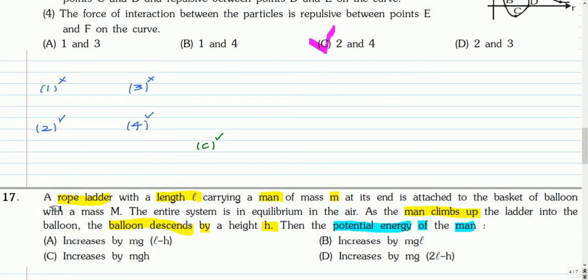This is the next question. A rope ladder with a length L carrying a man of mass M at its end is attached to the basket of a balloon with a mass M. The entire system is in equilibrium in air. As the man climbs up the ladder into the balloon, the balloon descends by height h. The potential energy of the man is... 4 options are given. You can pause the video and attempt this question.